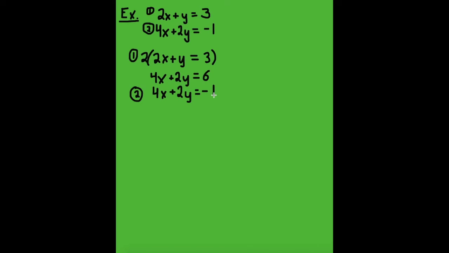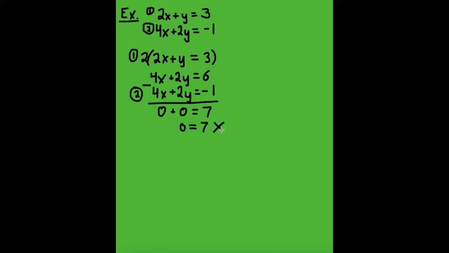So in order for the x terms to cancel, we have to subtract the two equations. 4x minus 4x is 0. 2y minus 2y is 0. And 6 minus negative 1 equals 7. What you'll get is 0 equals 7. Now this is interesting. While in the process to cancel the x term, the y term got cancelled as well.